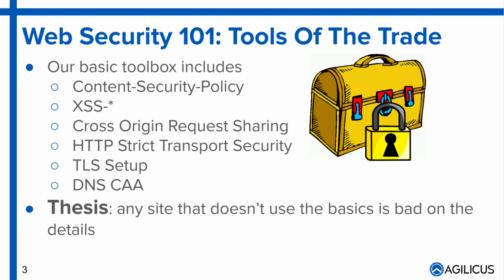HTTP strict transport security. This indicates that your site can only be used over HTTPS. Of course, the TLS or SSL setup of the site. And then there's a thing that not a lot of people use called the DNS Certificate Authority record. And what that does is indicate which SSL certificates can be signed onto your domain to prevent somebody from signing a different one. And my thesis is fairly simple. If you come to a website and it doesn't use these basics, probably the more complicated bits aren't going to be well handled either. So, if you haven't got the 101 level right, then the 200 and 300 level is going to be very, very poor.